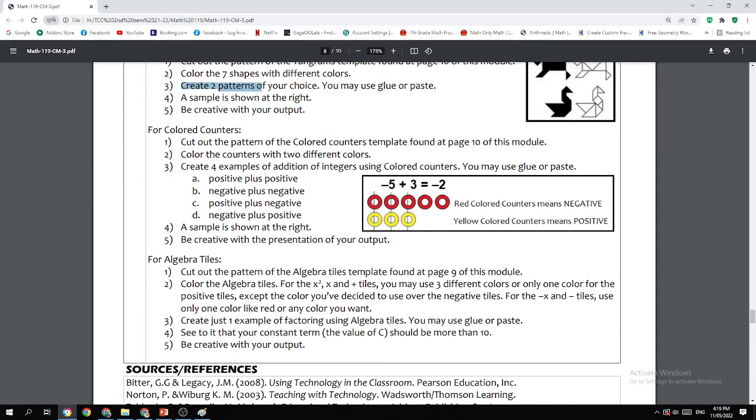And for the colored counters, just 4 examples. One example for A, one example for B, one example for C, one example for D. And they're all addition. I did not give any subtraction or multiplication. But you should know the concept of addition or multiplication. That's the important thing. Again, be creative with your outputs.